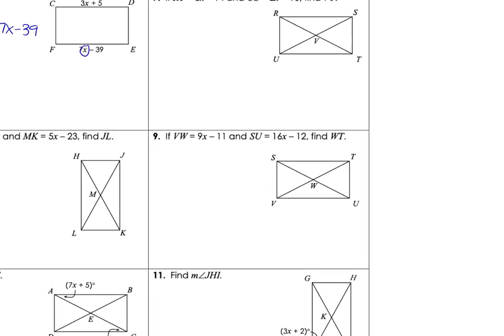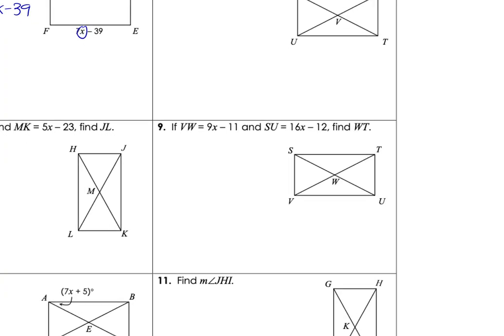Jump to number 9. This one we might set it up. I'm not sure we'll solve the whole thing. We'll see how it's going. It says VW is 9x minus 11. Okay, so that's that little piece of the diagonal. And then it says SU, which is the whole diagonal going this way, is 16x minus 12. We're looking for the length of WT. So that other piece of diagonal.